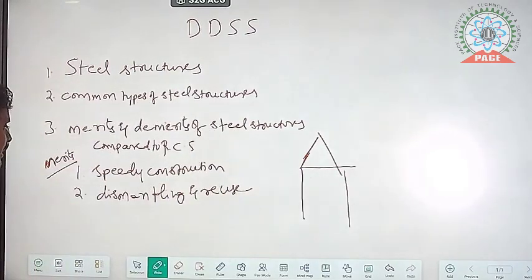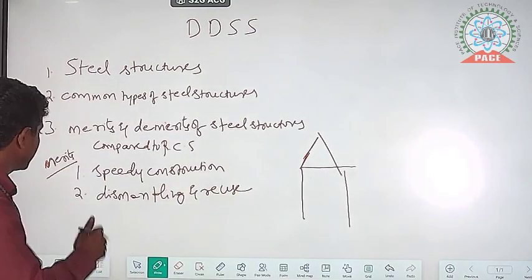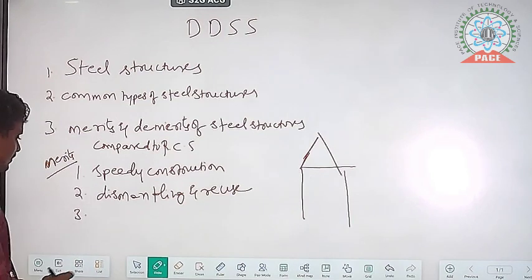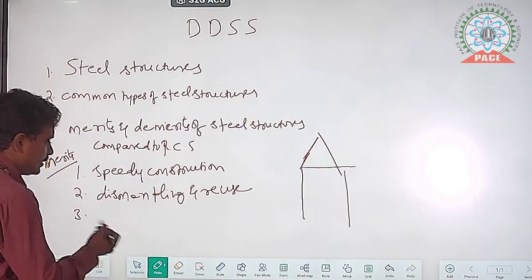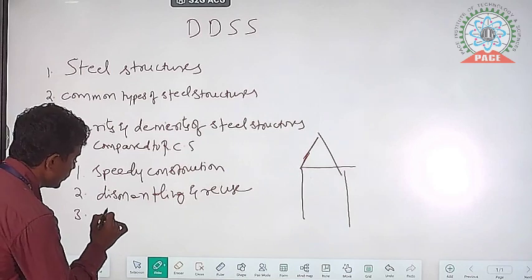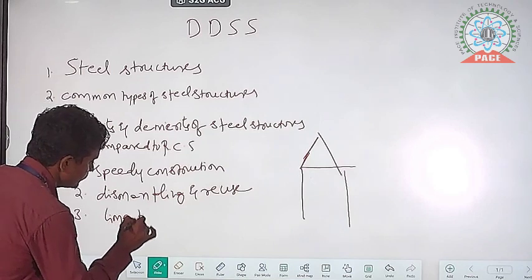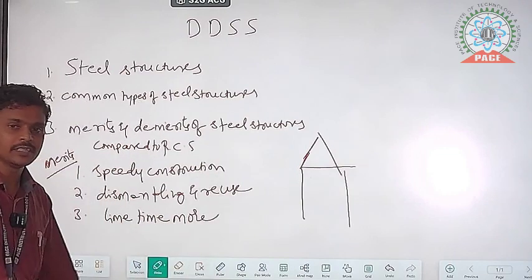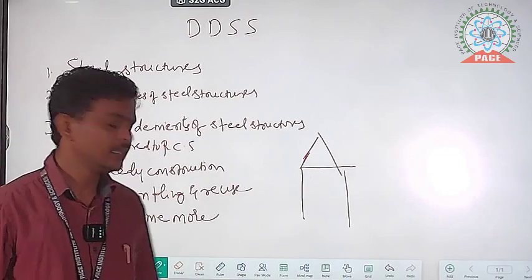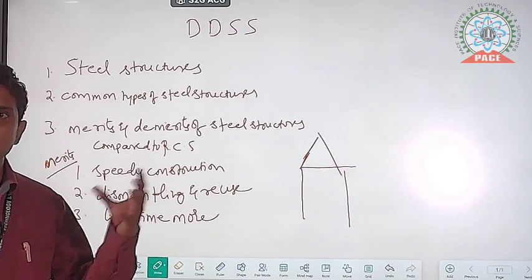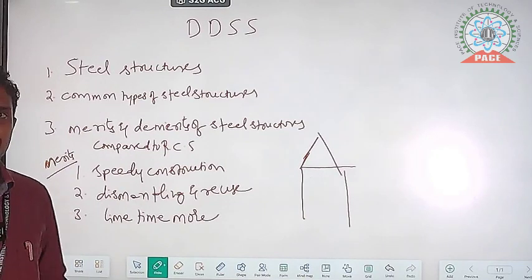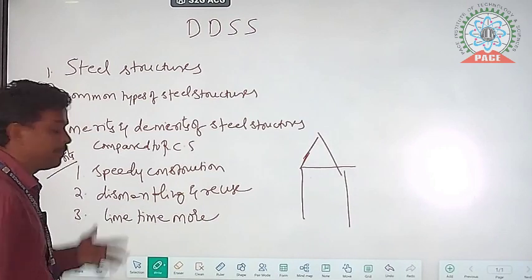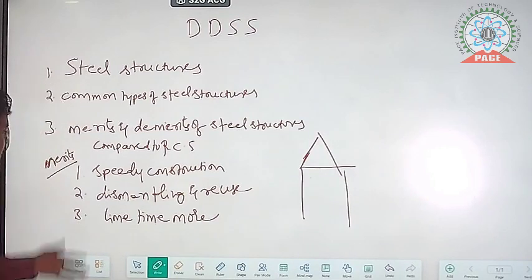And the third one is that lifetime is also more. It has more durability. When compared to concrete, steel takes more load, and lifetime is also more when compared to concrete structures. These are the common advantages of the steel structure, but some disadvantages are also there.